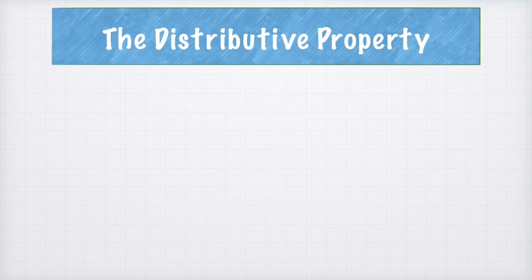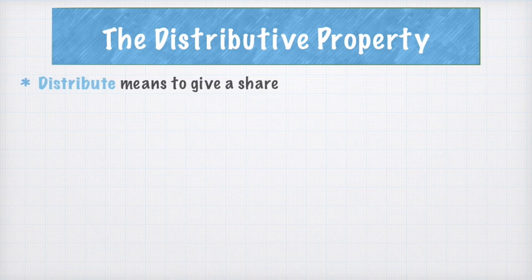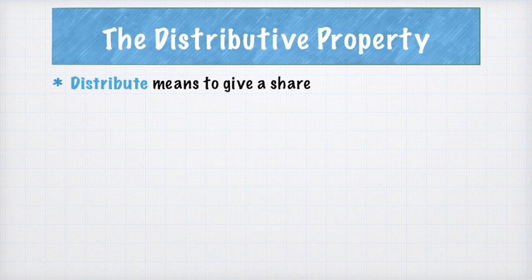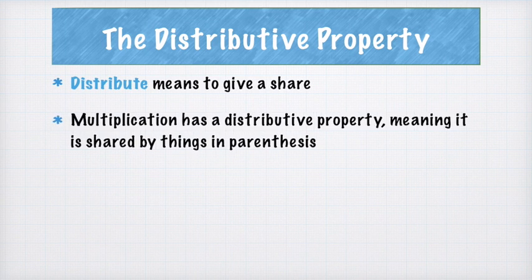Let's go over the distributive property really quickly because this is an important thing that we need to remember. The word distribute means to give a share. And what that means is that multiplication has this distributive property, meaning that it is shared by things in parentheses. For example, we have the expression 3 times (2 plus 3). So what we can do here is go about it one of two ways.